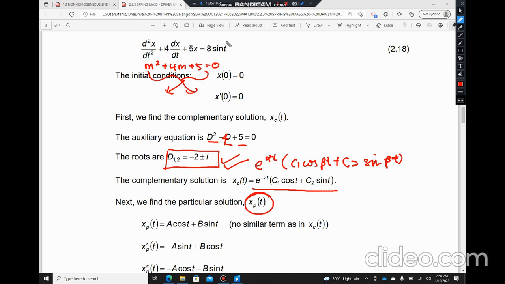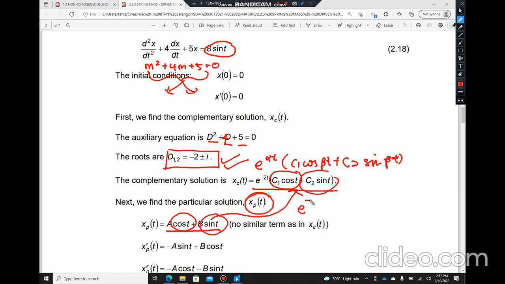Okay, since function dia adalah 8 sin t, so kita kena ambil XP equals to A cos t plus B sin t. Okay, then we consider, kita kena check dengan XC. Okay, no similar terms as in XC. Okay, tak ada similar term walaupun kat sini sama. Kalau awak tengok kan, dia sama. Yang ni pun sama, tapi dia sebenarnya yang ni, function 2 ni didarab dengan e^(-2t).